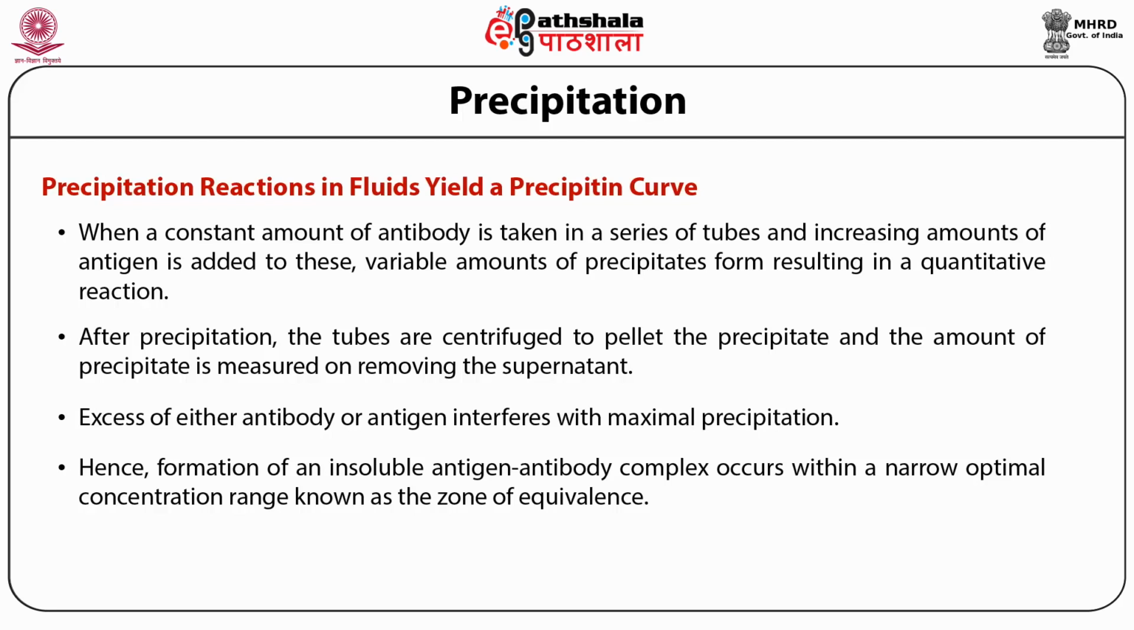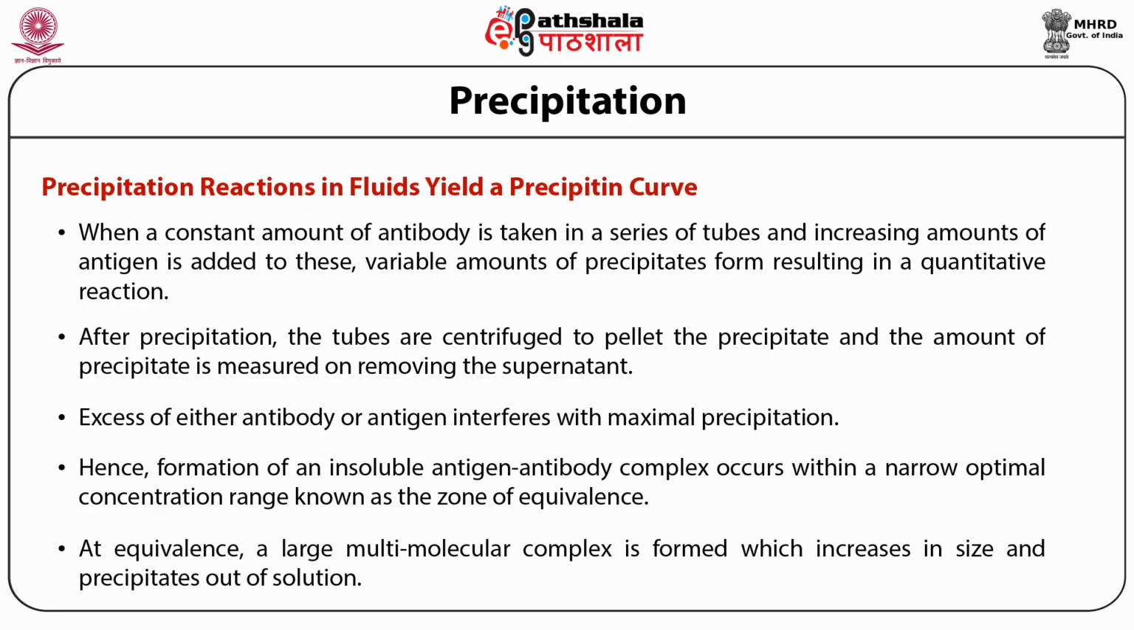This zone represents the condition under which antigen-antibody complexes formed are sufficiently large to be precipitated. At equivalence, a large multimolecular complex is formed which increases in size and precipitates out of solution. On the other hand, outside this zone, antigen or antibody excess occurs, resulting in the formation of small soluble complexes.